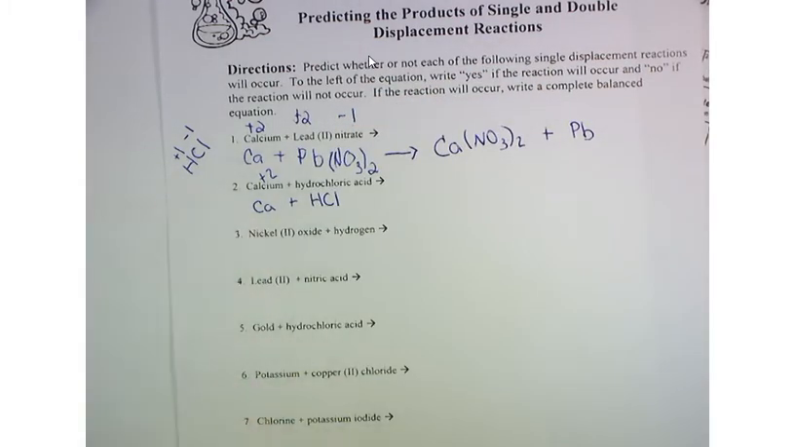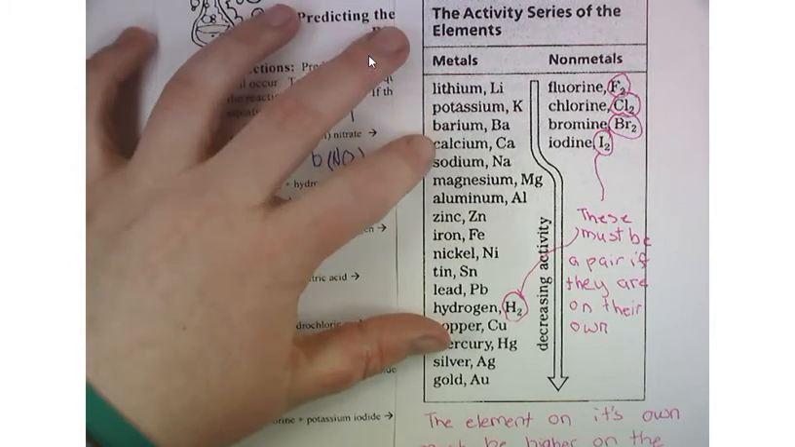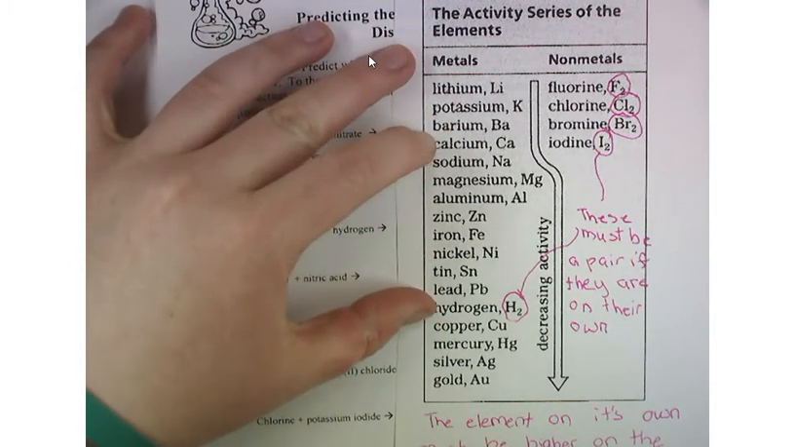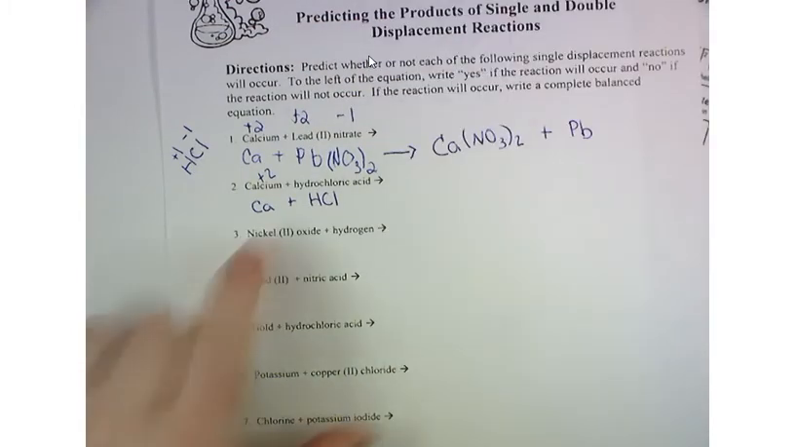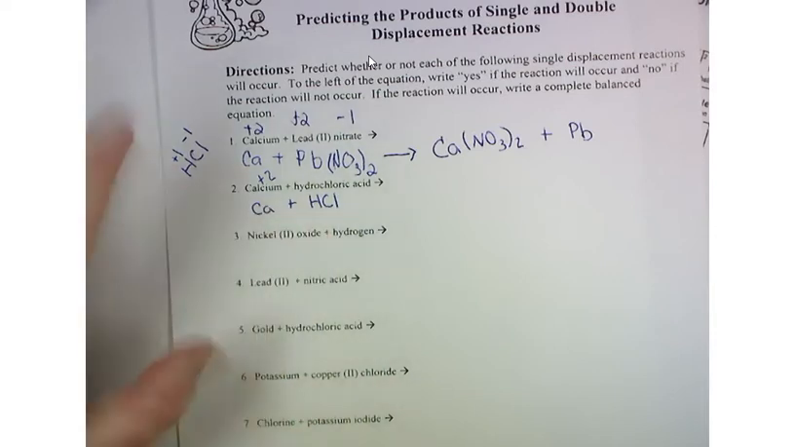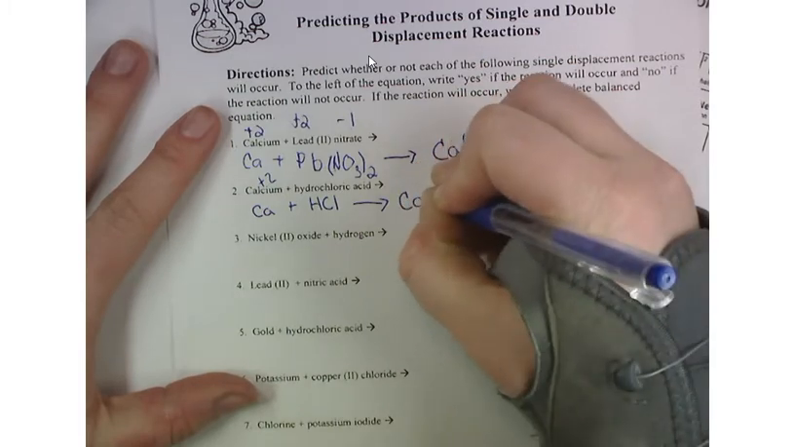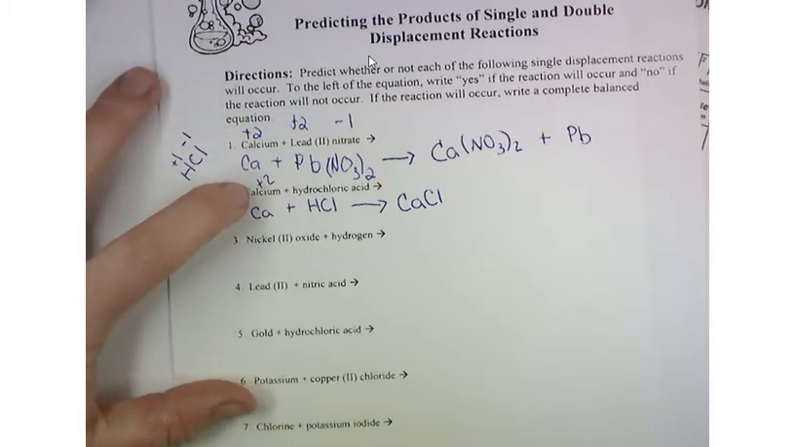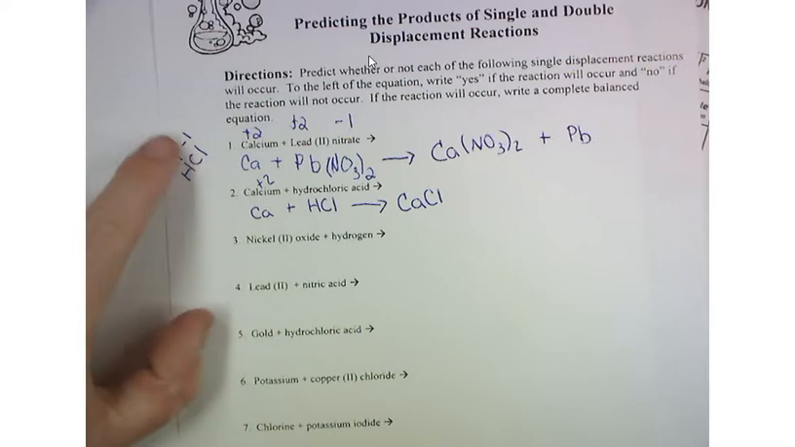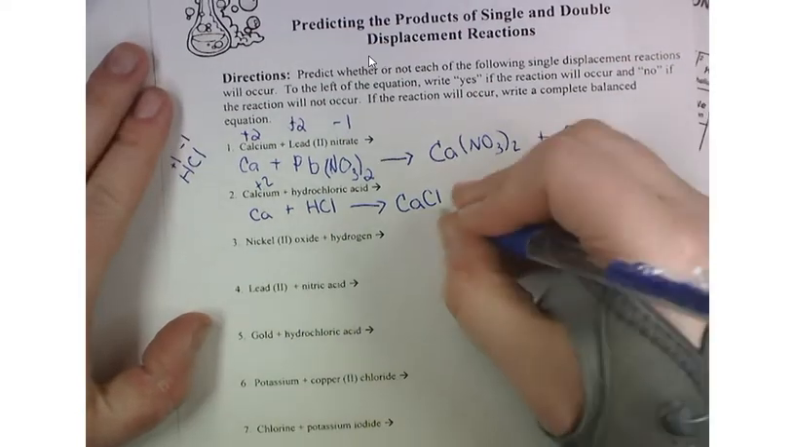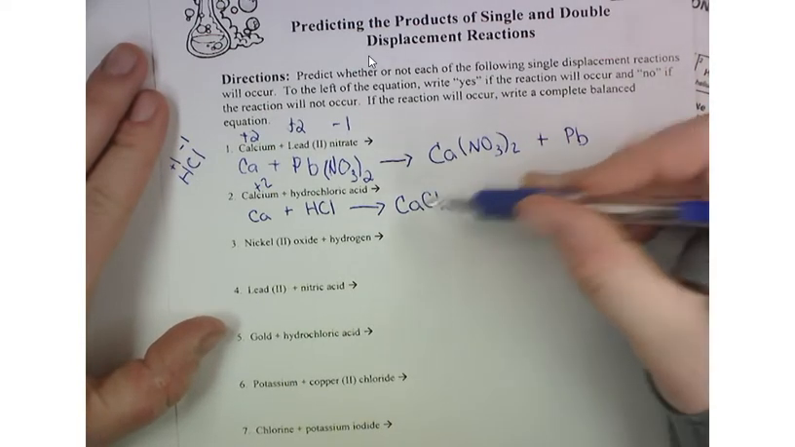Now the next thing I want to do is see if my calcium is going to react. So I'm going to go back to my activity series. And here's calcium. Here is hydrogen. Calcium is higher on my activity series, therefore this reaction will occur. My calcium is going to switch with my hydrogen. So calcium is going to bond with chlorine. But remember, we need to double check our oxidation numbers. So calcium is a +2, chlorine is a -1, so we are going to need this to be CaCl2. That way it balances out.